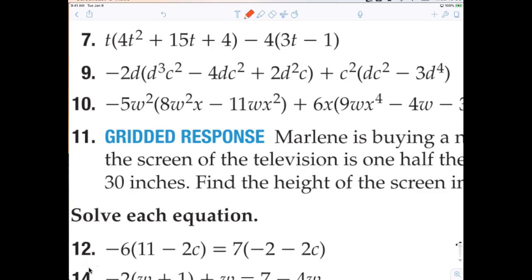Now you're going to have to do what you did yesterday. You're going to have to combine terms after you distribute. So, distributing a t.